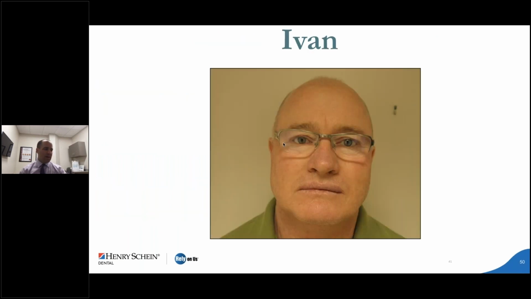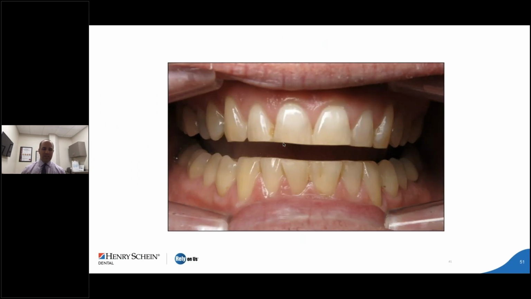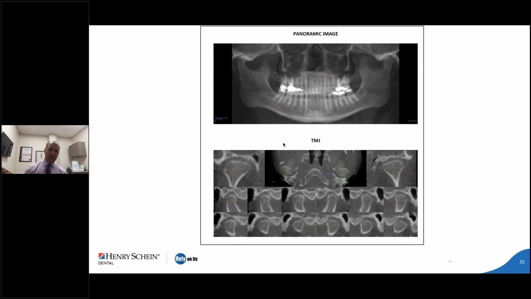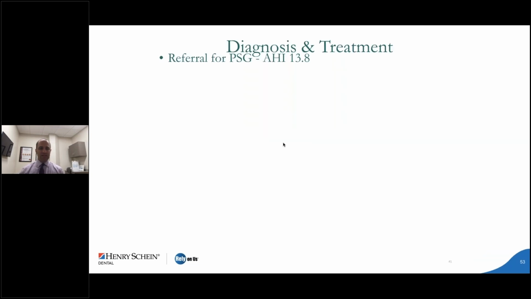So I wanted to throw in a couple quick cases. Ivan is your straightforward dental patient that I think you all see. He comes in and says, hey, my teeth are grinding off, they're really flat. And you say, well, it could be apnea. So you do a workup on them and get imaging to evaluate the structures. We found out he had an AHI of 13.8, so mild obstructive sleep apnea.